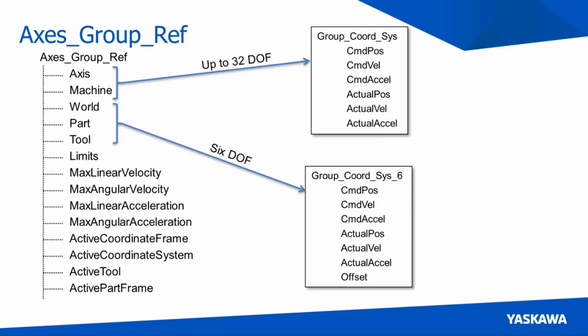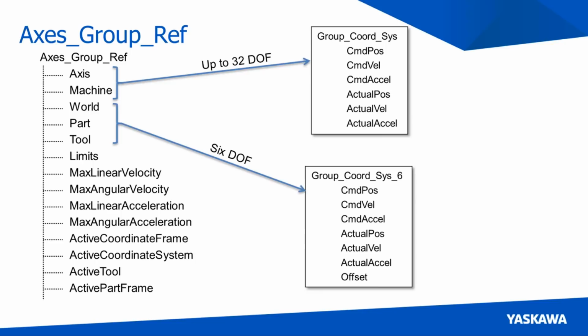Well, when we define a group, it creates a group axis reference, which is a huge structure that contains a lot of different information. Each of these coordinate systems has its own substructure to tell you the commanded position, velocity, acceleration, and the actual position, velocity, acceleration of each of those group coordinate systems. For axes and machines, these are vectors that have up to 32 degrees of freedom. So, you may have a robot that has 7 or 8 motors on it. Each of those will be represented in a single structure.